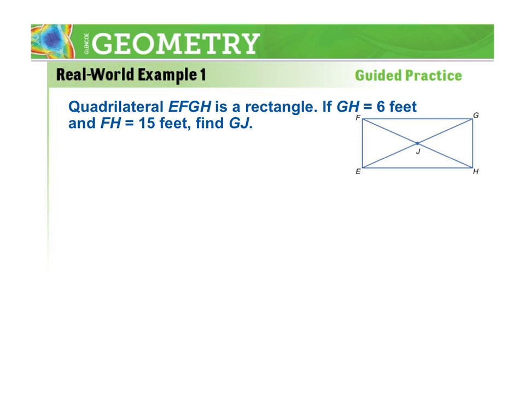In the next example, quadrilateral EFGH is a rectangle. If GH equals 6 feet and FH equals 15 feet, find the measure of GJ. Since EFGH is a rectangle, what do we know about segment FH and segment GE? Because the diagonals of a rectangle are congruent, segment FH is congruent to segment GE. Now, find the value of GJ.